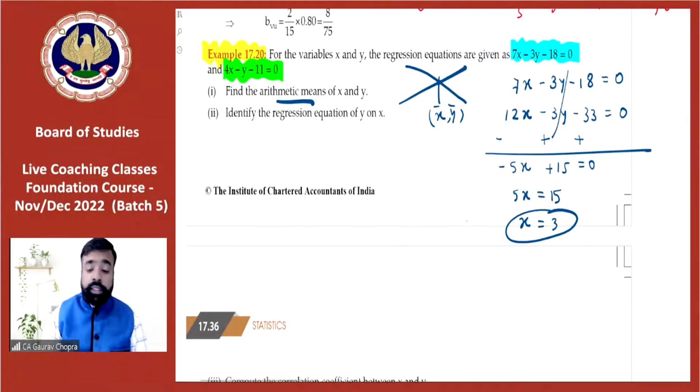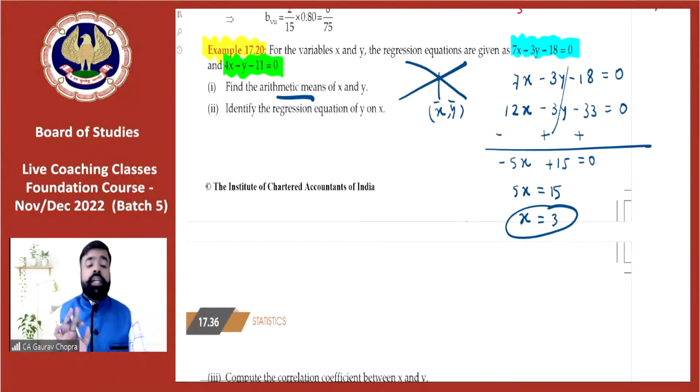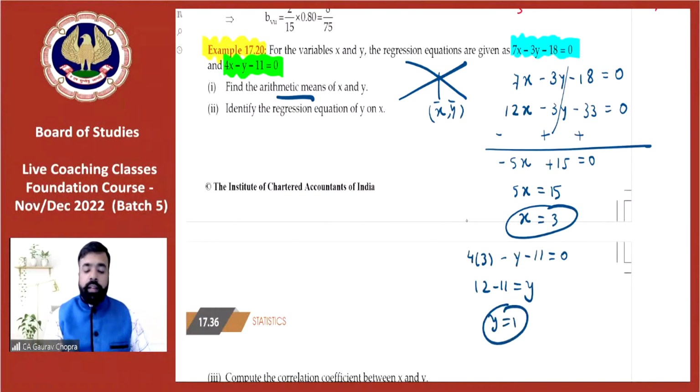Now this x is basically x bar, that is arithmetic mean of x. Similarly, we can substitute the value and find the value of y. So we can put in any equation you like. So let us put in the second equation, 4 into 3 minus y minus 11. So what is the value of y? Y is equal to 1. Okay. So this is the first portion, that is arithmetic mean of x and y.